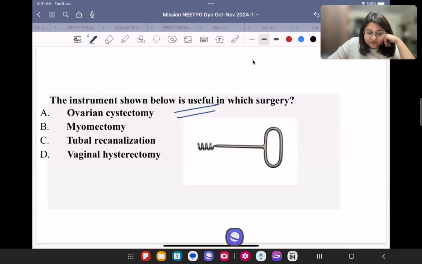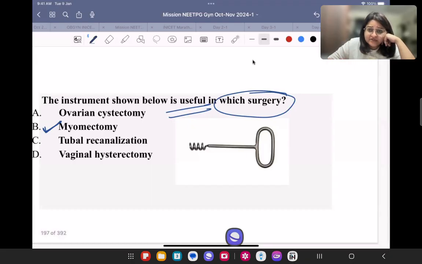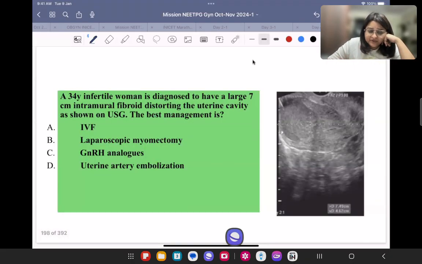The instrument shown below is useful in which surgery? Lantern on top of St. Paul's Cathedral is the term used to describe a central cervical fibroid. A 34-year-old infertile woman is diagnosed to have this. It came in NEET PG 2022. Large 7 centimeter intramural fibroid distorting the cavity as shown on the scan. What is the best management option?